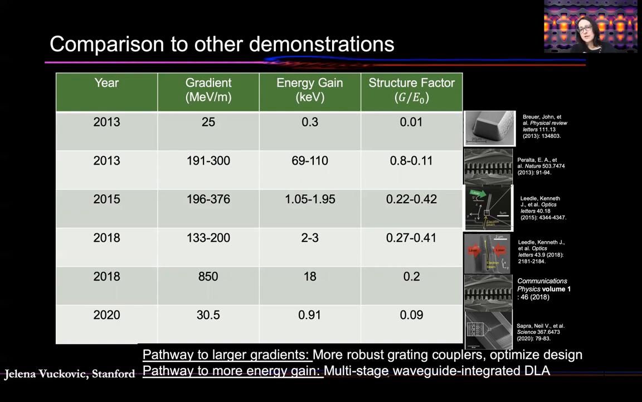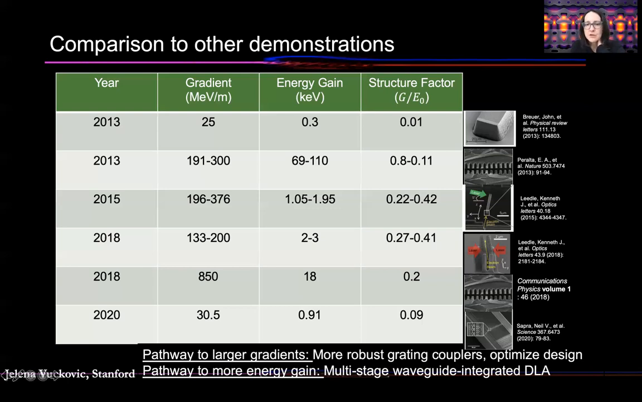How do we get to larger gradients? We're optimizing gradient couplers, also optimizing the design. We're confident that we could scale gradients by an order of magnitude or even more. But even with the current gradient of 30 mega electron volts per meter, we could integrate 1,000 of the current stages and get to mega electron volt energies. 1,000 stages would occupy only something on the order of 30 millimeters of chip. And that's certainly doable on silicon wafers. So even the current result is completely scalable, but it could be optimized further.